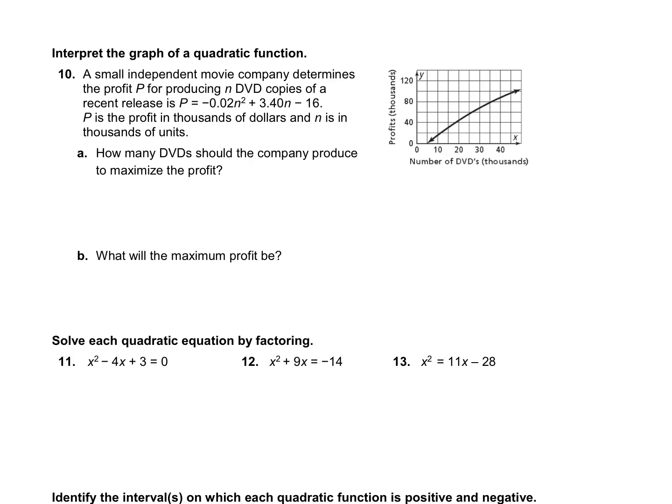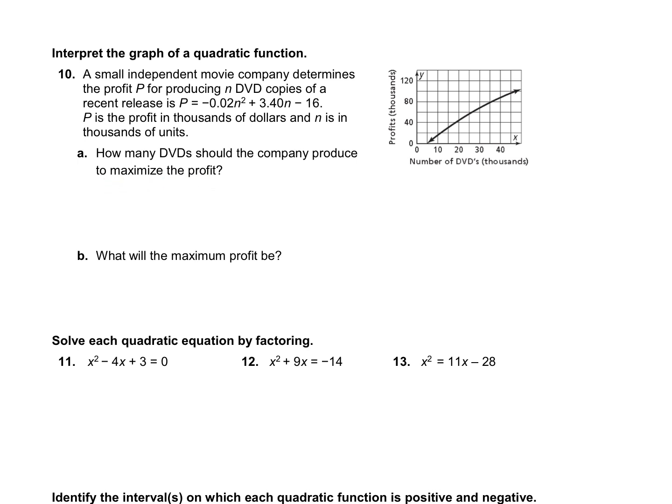All right, number 10, we're going to interpret the graph of a quadratic function. It says a small independent movie company determines the profit P for producing N DVD copies of a recent release is P equals negative 0.02 N squared plus 3.40 N minus 16. P is the profit in thousands of dollars and N is in thousands of units. How many DVDs should the company produce to maximize the profit?